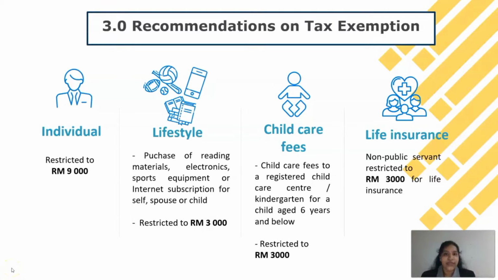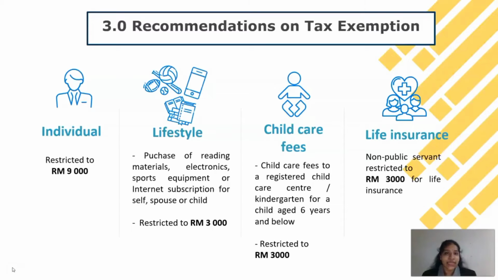The first tax relief that Mr. John can claim is individual tax relief. Mr. John can claim individual tax relief up to 9,000 ringgit as Mr. John's status is resident in Malaysia. Next, Mr. John can reduce his chargeable income by claiming lifestyle tax relief. Lifestyle tax relief is a type of tax relief for expenses on reading materials, electronics, sports equipment, gym membership, and internet subscription for self, spouse, or child. Mr. John can get up to 3,000 ringgit worth of tax relief for lifestyle expenses under this category.